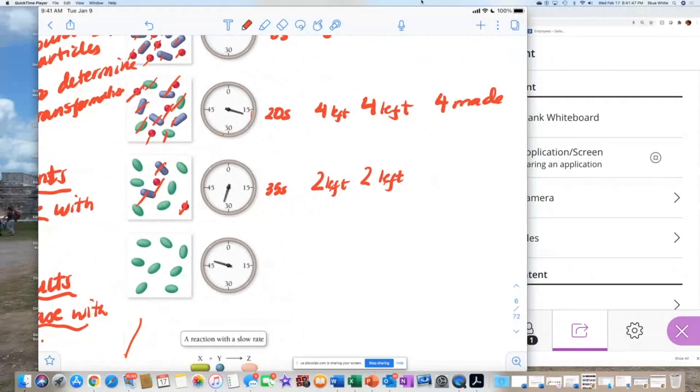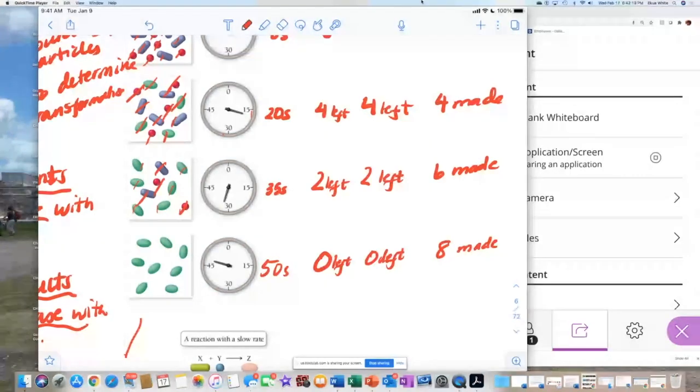And then here, how many do we have now? 1, 2, 3, 4, 5, 6. A total of 6 made. 2 additional ones got made, but now we have a total of 6 made, right? And then here at 50 seconds, 0 reactants. The reactants are gone. And then 8 made.